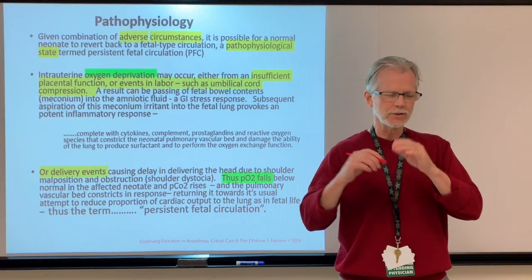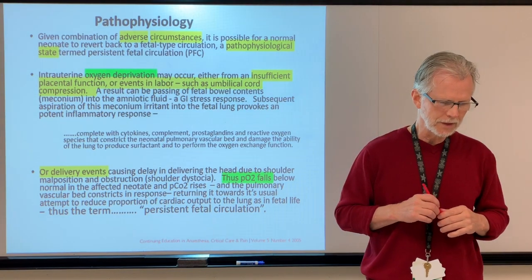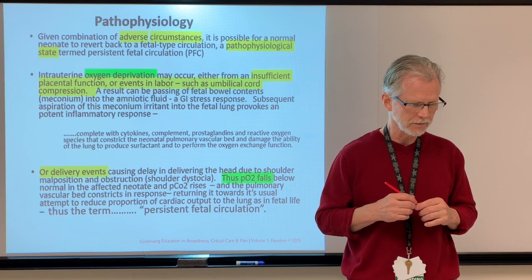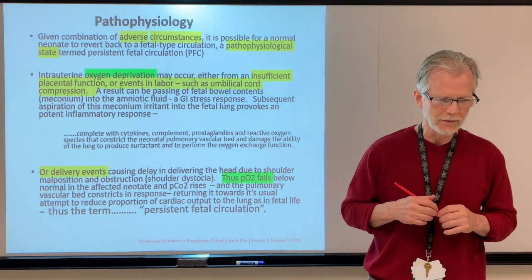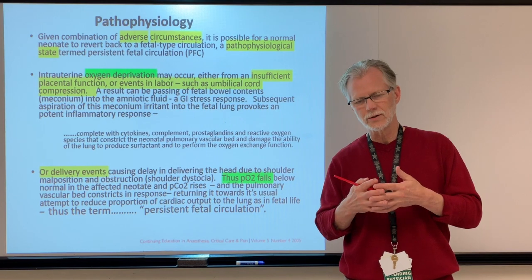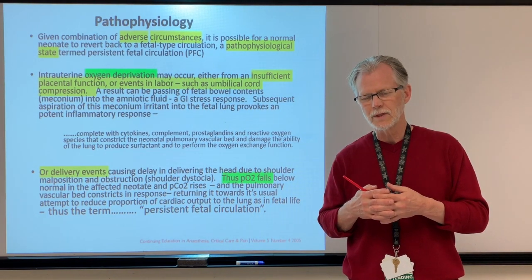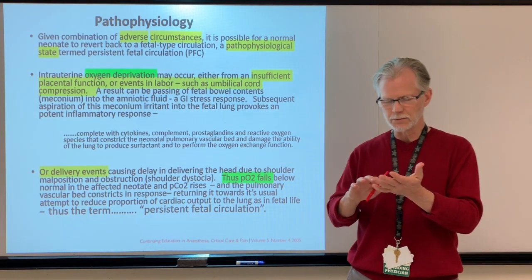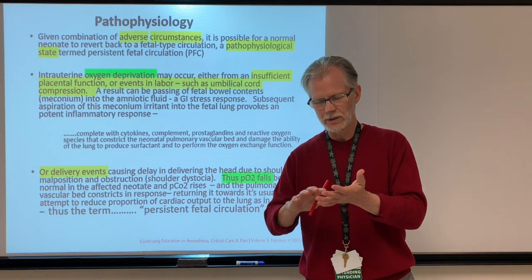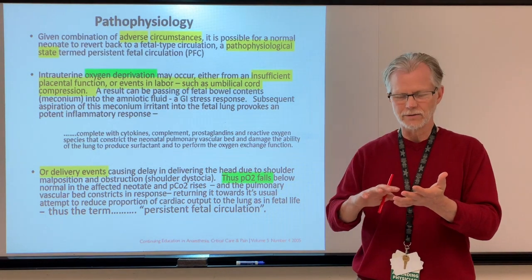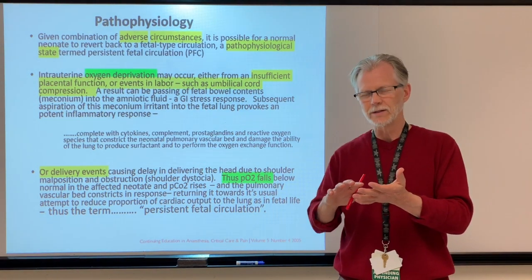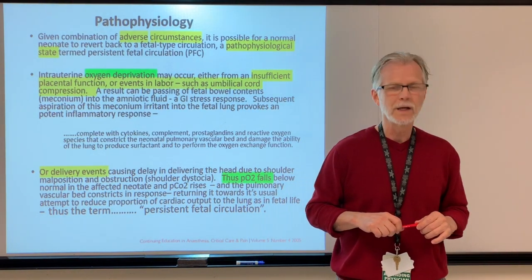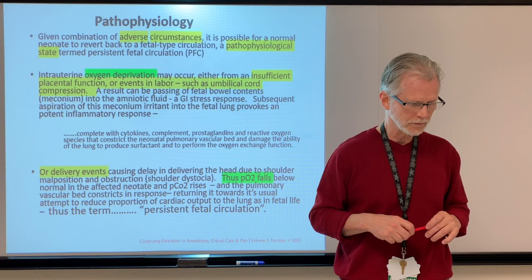So let me just go back to explain the pathophysiology. These are adverse circumstances, the return to this fetal circulation. And the conditions that can occur in the fetus that can result in this adverse circumstance, the adverse circumstance being low PO2 and therefore low oxygen sats, and acidosis, acidemia that occurs, and an accumulation of CO2.